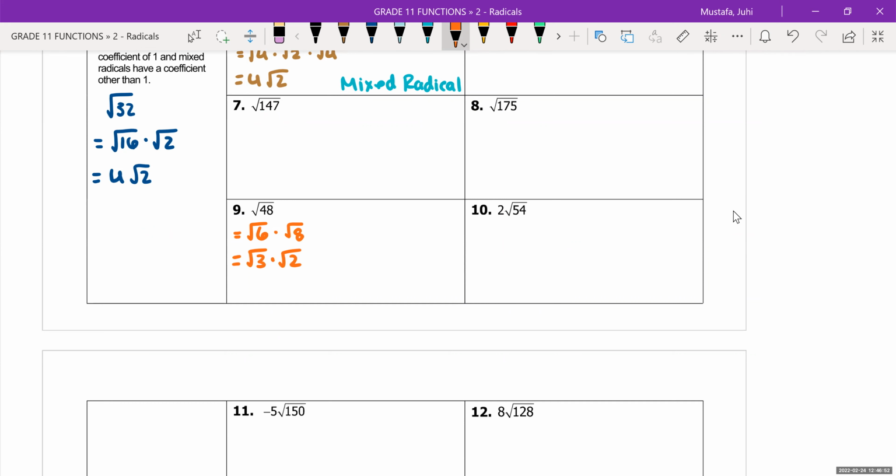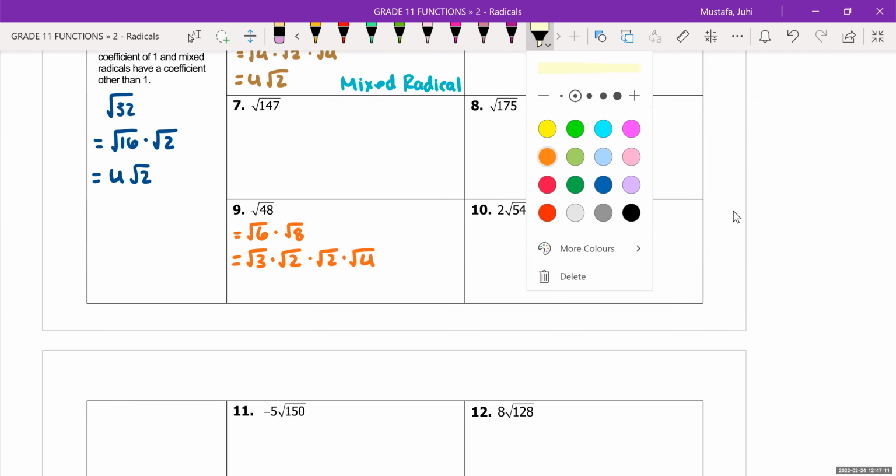And root 8, what can we simplify that to give us? 2 and 4. So we're going to go times root 2 times root 4. If you're wondering, does the order matter of how you're writing things down? No, it doesn't. Every single radical is multiplied, and that's the most important part.